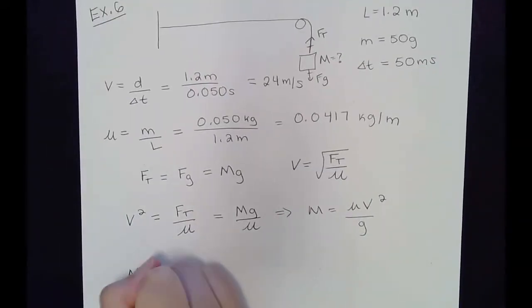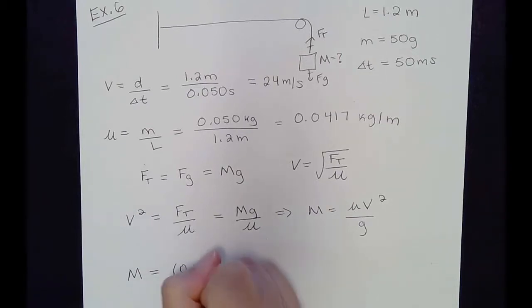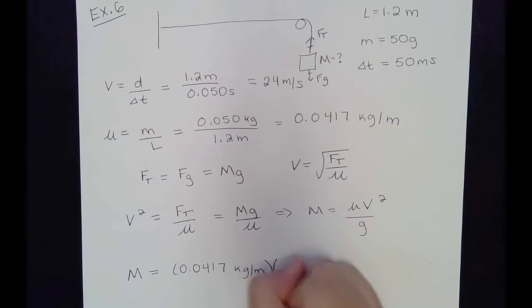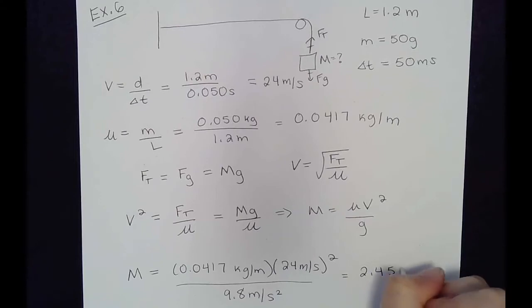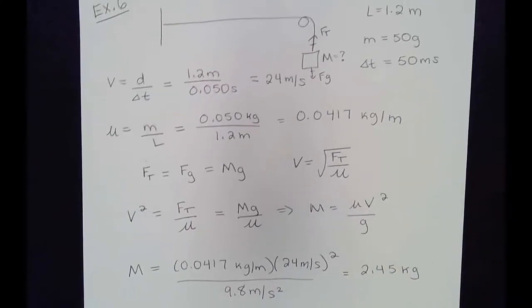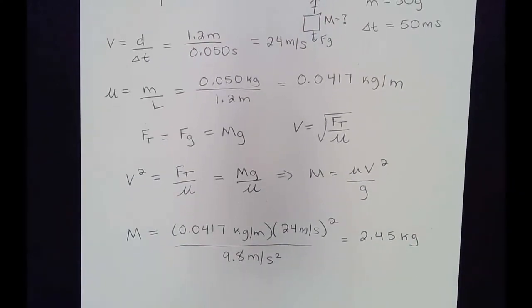So the mass is 0.0417 kilograms per meter times 24 meters per second squared, over 9.8 meters per second squared, which is 2.45 kilograms.